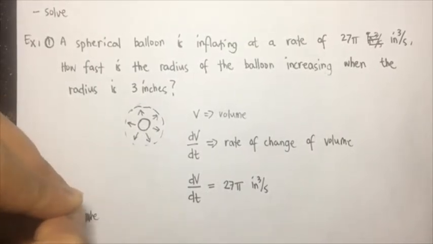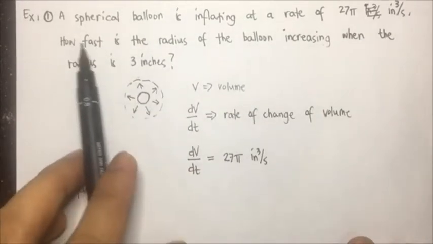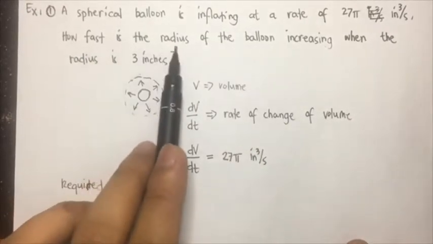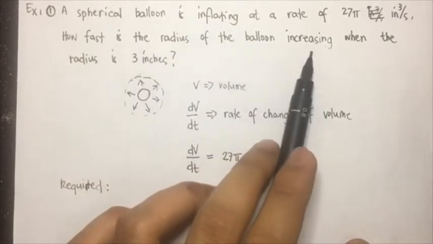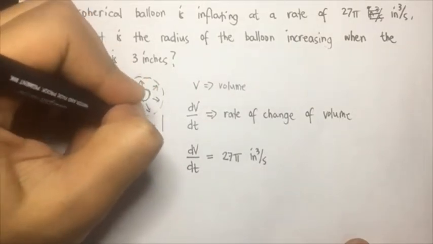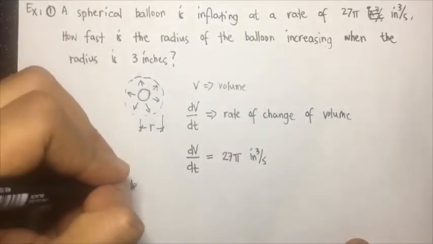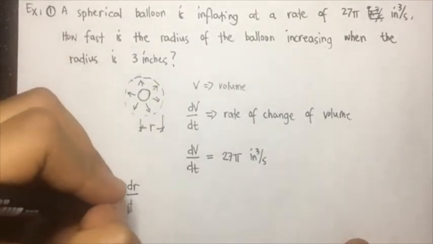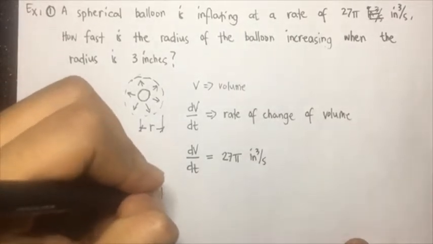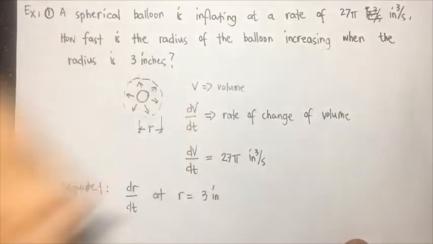The required quantity in our problem is how fast the radius of the balloon is increasing. If we let r be our radius, we need to find dr over dt, the rate of change of the radius of the balloon at a given radius of 3 inches.